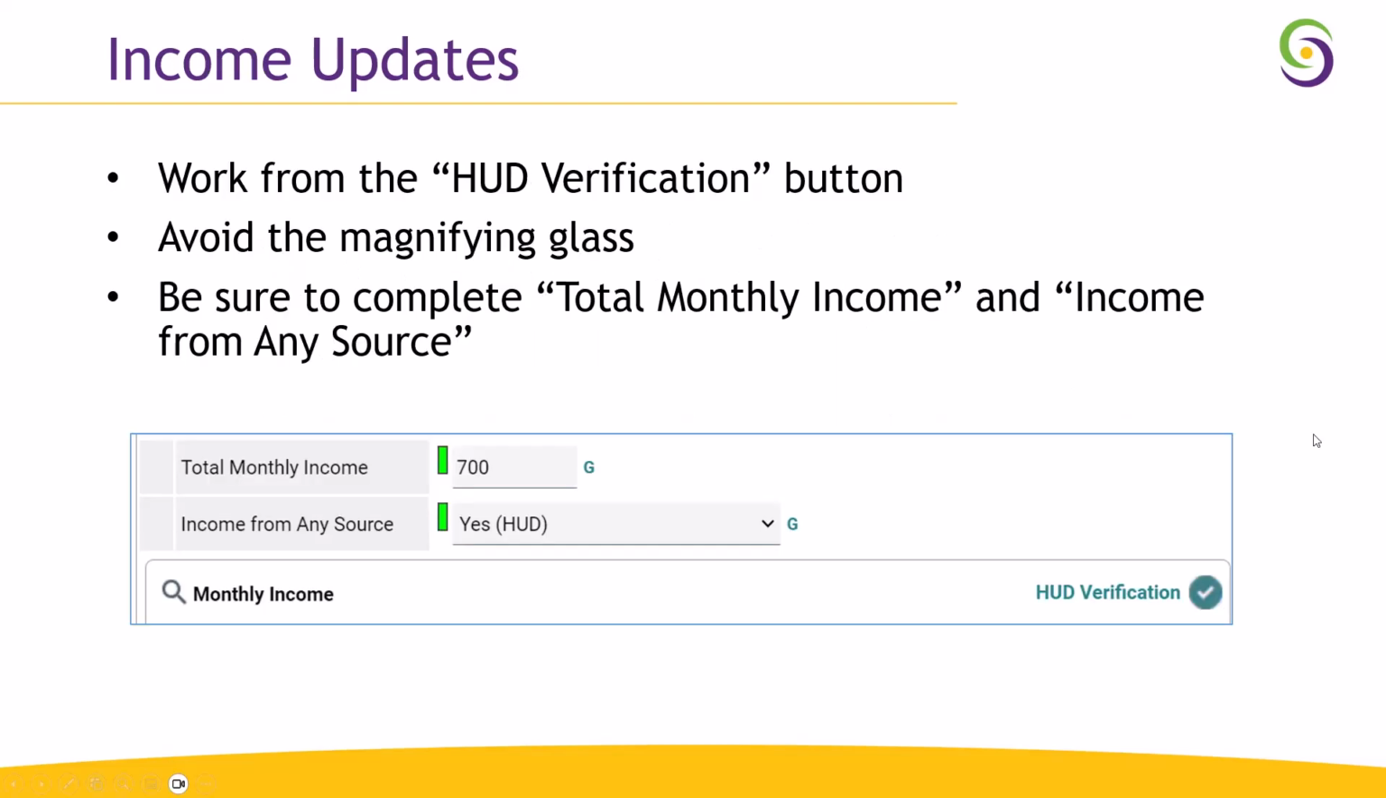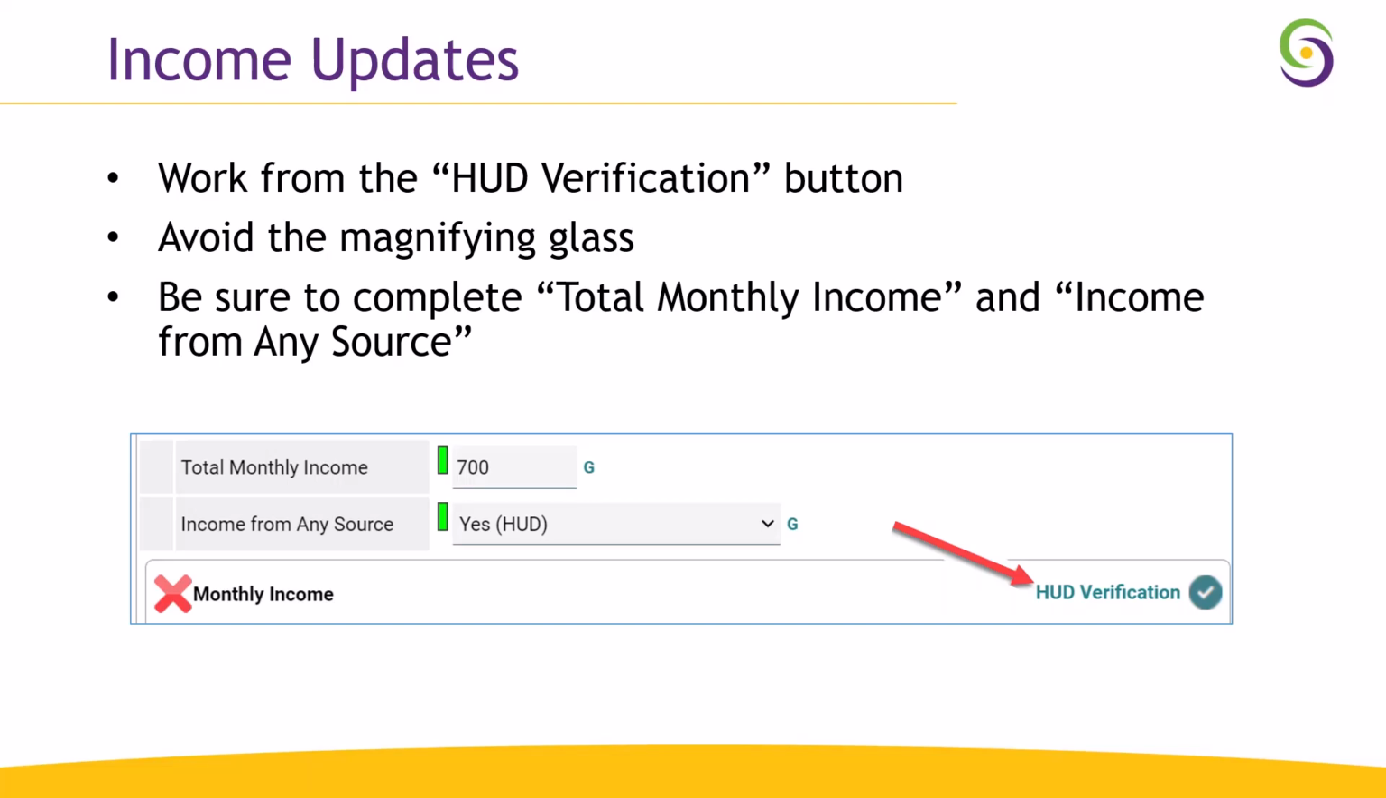An important note is that we always want to try to work from the HUD verification button, which we can see pointed to with the arrow right there. This will make the process a lot easier when making updates during the interim update session. We also want to avoid using the magnifying glass if at all possible. The magnifying glass can be useful for reviewing historical information, but when we're actually making changes, the HUD verification button is the better way to go.